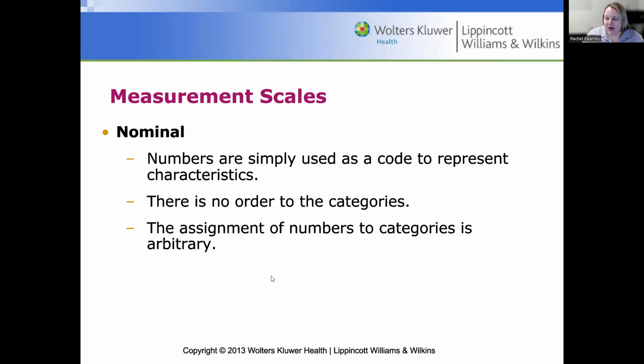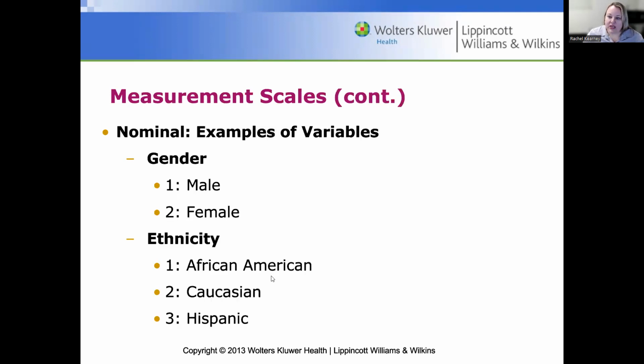Nominal is basically a number. There's no particular order, and the assignment of numbers to categories is arbitrary. So while a nominal variable we might code as 1, 2, 3, 4, there really isn't any numerical relationship between what we code as 1 and what we code as 4. And so examples of nominal variables might be gender. We might code male as 1 and female as 2, or ethnicity. And there really is no numeric relationship between male and female. We just code them as 1 and 2. And so that's a nominal variable.